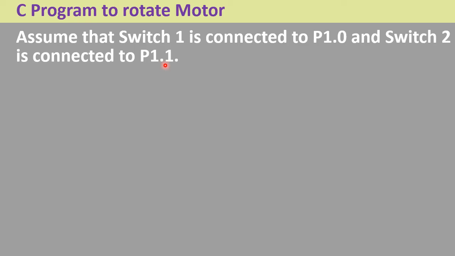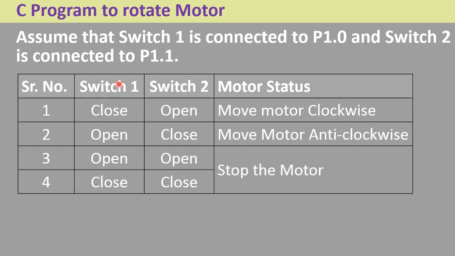Based on this, I have to develop a C program which will do the following. When switch 1 is closed and switch 2 is open, the motor should move in clockwise direction. When switch 1 is open and switch 2 is closed, the motor should move in anti-clockwise direction. When both switches are open or both switches are closed, then the motor should be in stop condition.